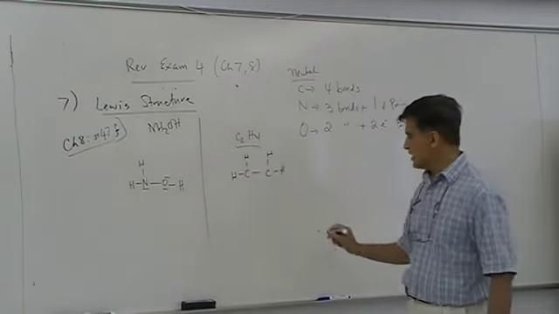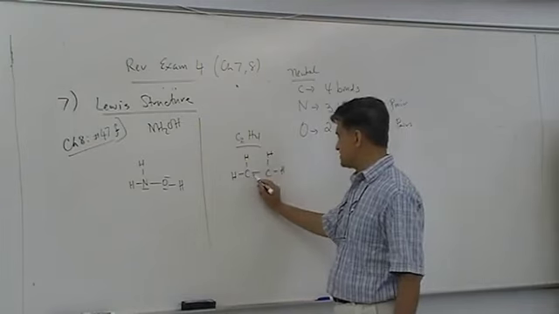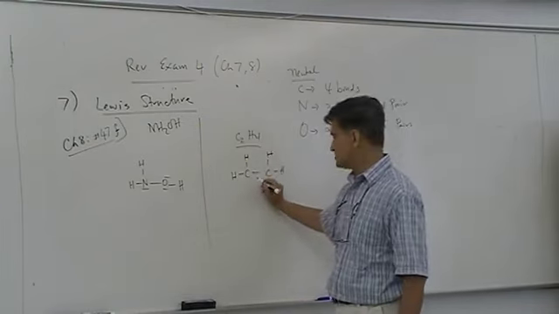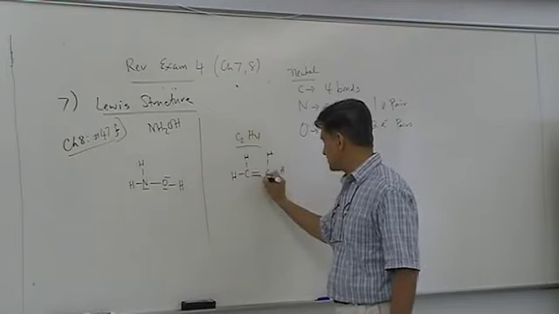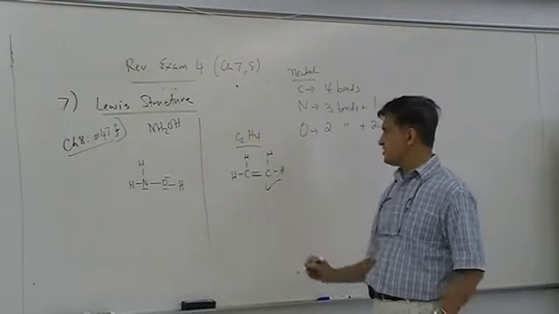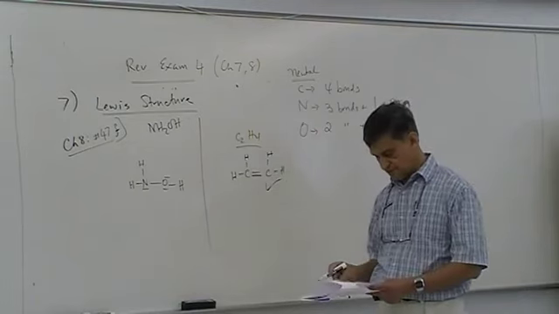That makes C2H4, but look here, this carbon doesn't have 4 bonds. This carbon also doesn't have 4 bonds. It doesn't have any other hydrogen. So what that means is you need to make a double bond. So this is the right Lewis structure for C2H4.